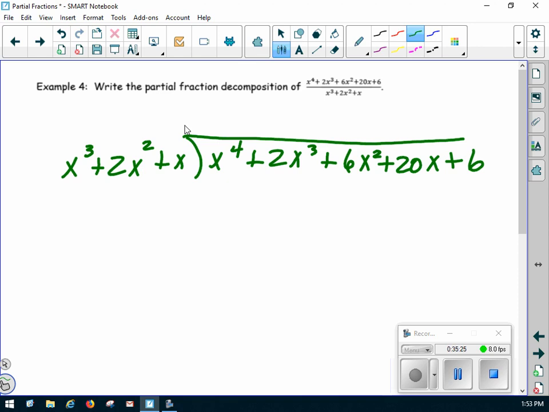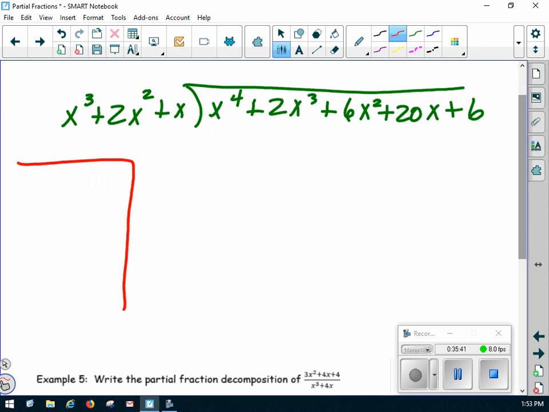What I teach my Algebra 2 students is to go over to the side and make a thinking box. I'm going to show you what I'm talking about. This is just where they go to think. Now, what you're going to do here is think, what's x to the fourth, the first term here, divided by the first term here? Not 1. What's x to the fourth divided by x cubed? X goes in x times. Isn't x to the fourth divided by x cubed equal to x?